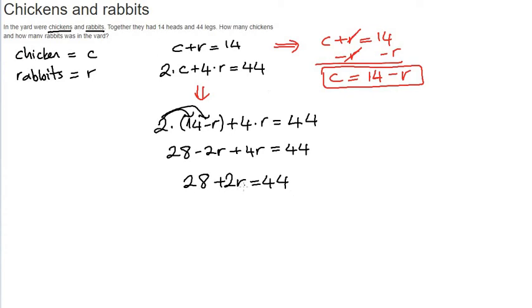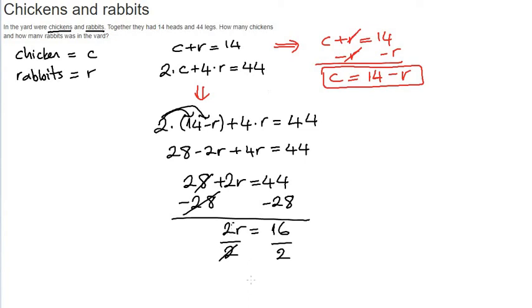And in order for us to isolate R, we need to take away 28 on both sides, and that would be equal to 2R equals 44 minus 28. So 44 minus 28 is 16. 2R, if it is equal to 16, once I divide both sides by 2, I can end up with the value of R, which is equal to 8. So this is going to be the number of rabbits in this yard.